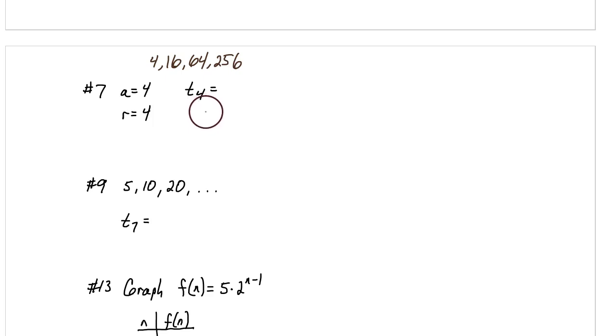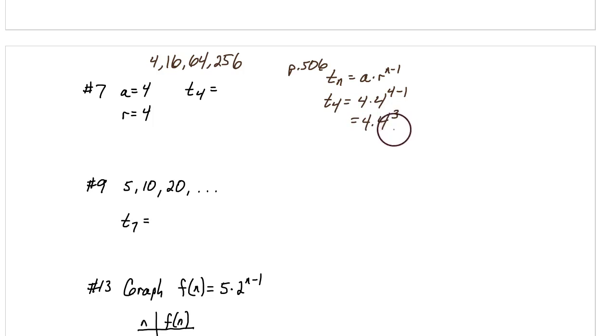Let's make use of the general term formula for a geometric sequence. It is on the very bottom of page 506 of the book. And the formula is t sub n, or a lot of times we use a sub n. It means the same thing. A times r to the n minus 1. So if we want to get the 4th term figured out, you use the first term for a, that's 4, and then fill in the r, that's also 4, and then the exponent is 4 minus 1. So 4 times 4 to the 3rd power. And when you work that out, that is 256.